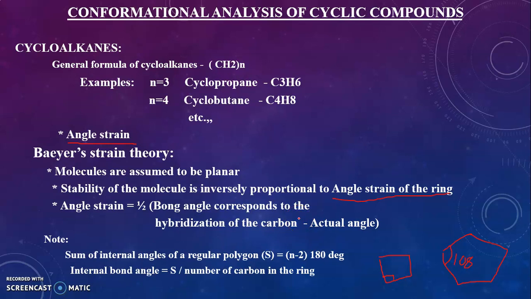But here keep this in mind. Here the assumption is we are assuming the ring is planar and the polygon should be a regular polygon. Because we also have irregular polygons, that's why I am stressing this point here.